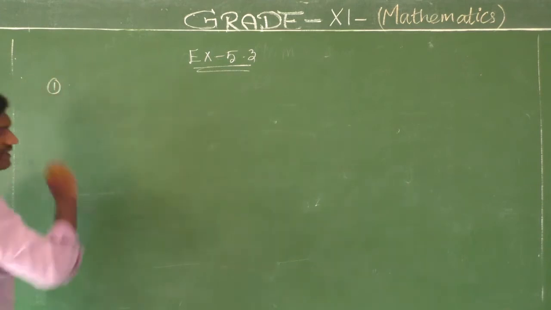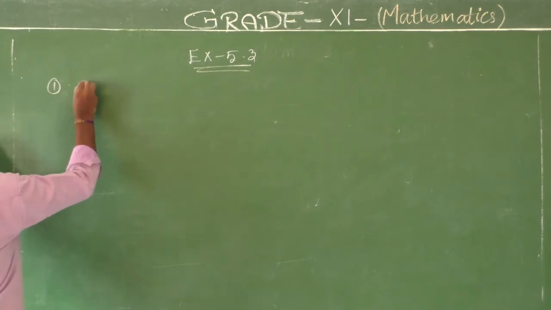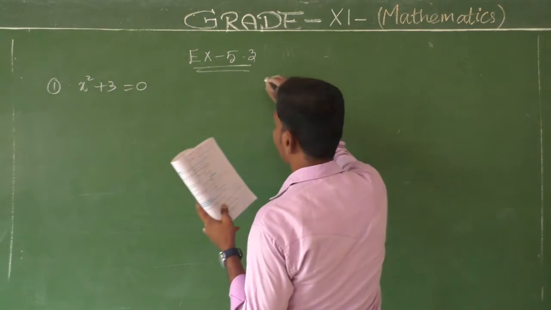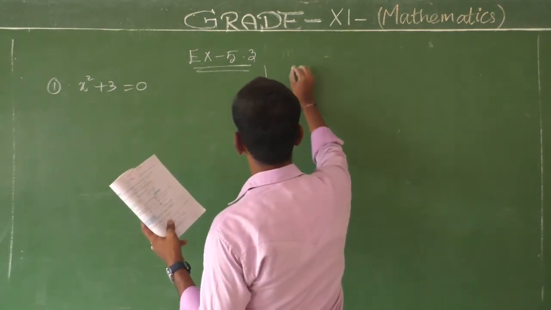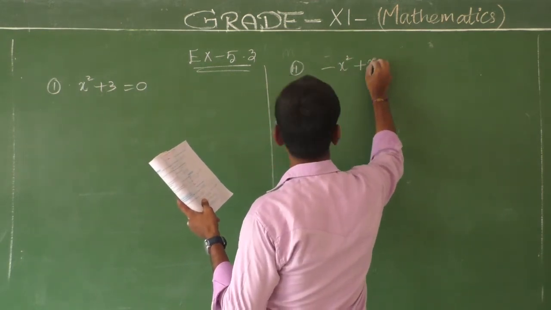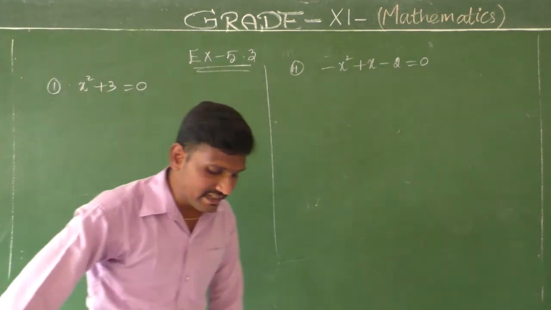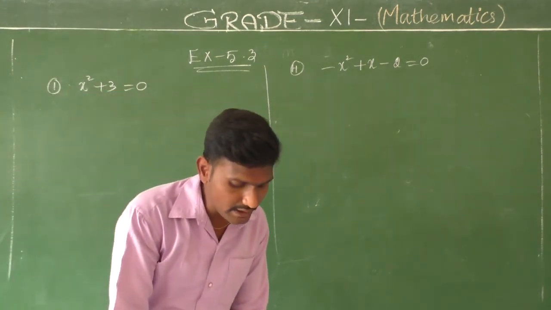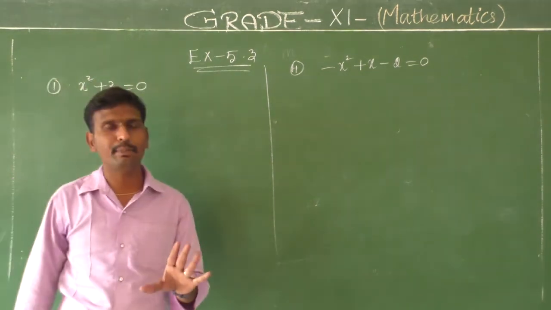So I am giving you question number 1 now. What is that? x square plus 3 is equal to 0. And the next pattern, question number 4: minus x square plus x minus 2 is equal to 0. Students, listen carefully. Question number 1 has the same pattern as example 9. Both have the same pattern.